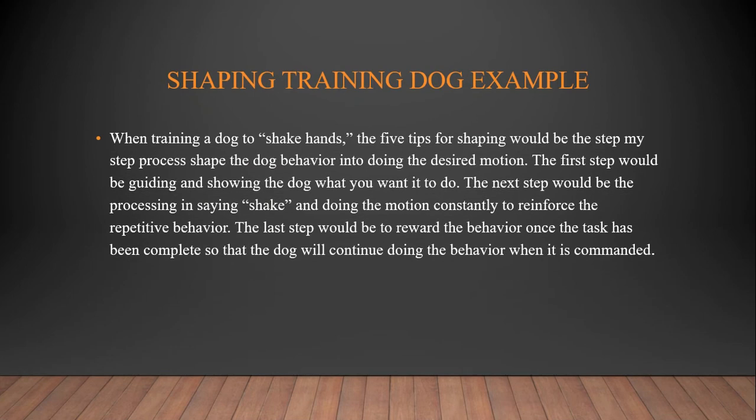And then moving on to the shaping trainer dog example, it's to show that the dogs can try and shake hands, or teaching how to shake hands. So the only steps that I would use would be step 1 through 3. So the first step would just be guiding the dog on what they want to do. Then the second one is teaching them the process of shaking and the constant motion, reinforcing the repetitive behavior. And then the last step would be the reward once the dog has completed that task, and the behavior is done on command.